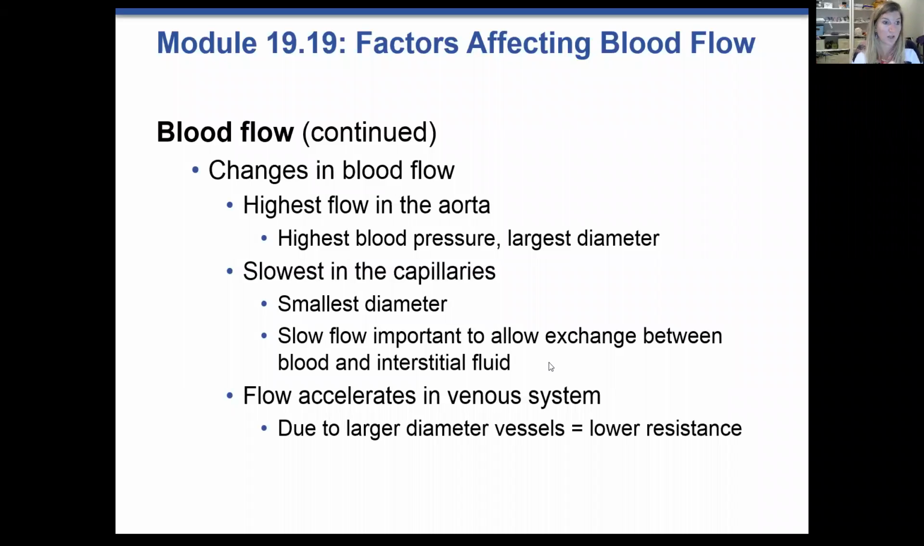So for changes in flow, the aorta is the highest because there's the highest pressure, because it has the largest diameter. It's slowest in the capillaries because they have the smallest diameter. There's a very slow flow rate through the capillaries. Again, that makes sense. We want it to be slow through the capillaries so that capillary exchange can take place. And then the flow is going to accelerate through the venous system because those vessels are getting larger, which means a lower resistance, which means increased flow, even though it's a relatively low pressure.